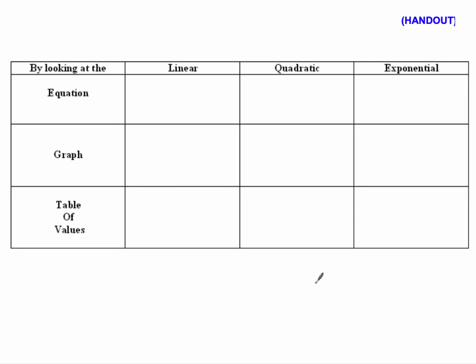Answers in 3, 2, 1. An equation, I'll leave the equations for last. For a graph, this is pretty straightforward. If it's a straight line, it would be linear. Quadratic, if it's a U shape up or down. It's not really a U shape, it's got to be a parabola shape, but for now, can we keep it?